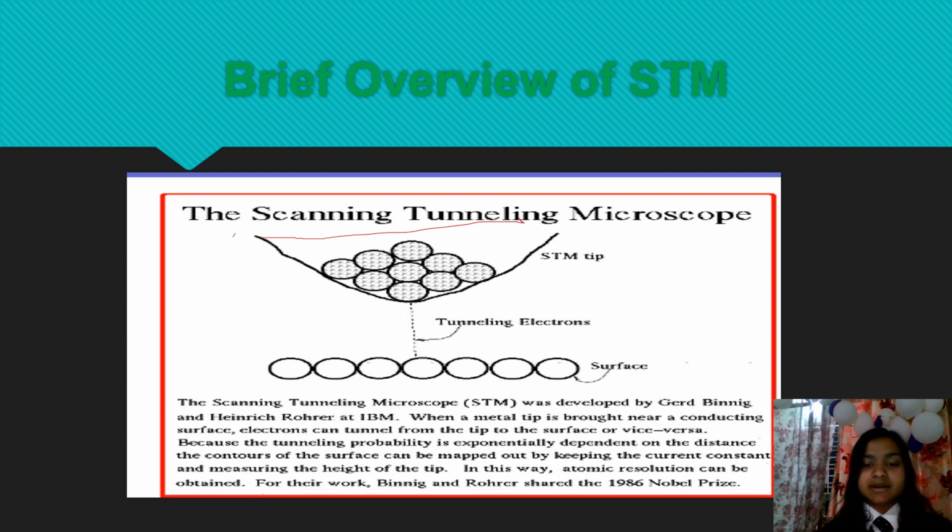The scanning tunneling microscope was developed by Gerd Binnig and Heinrich Rohrer at IBM. When a metal tip is brought near a conducting surface, electrons can tunnel from the tip to the surface or vice versa. Because the tunneling probability depends exponentially on the distance, the contours of the surface can be mapped out by keeping the current constant and measuring the height of the tip. In this way, atomic resolution can be obtained. For this work, Binnig and Rohrer shared the Nobel Prize in 1986.